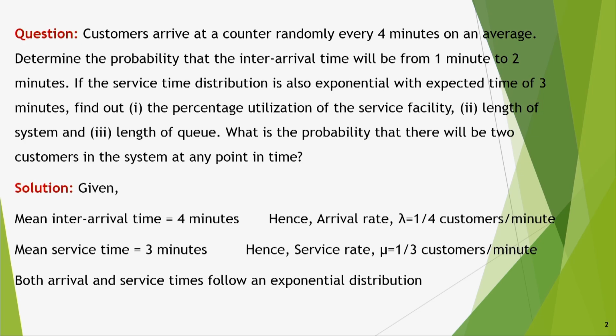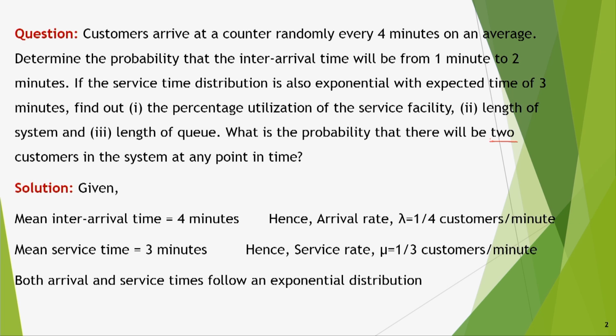If the service time distribution is also exponential with expected time of 3 minutes, find out the percentage utilization of the service facility, length of the system and length of the queue. What is the probability that there will be 2 customers in the system at any point in time? Okay. So, that means, is it 2, or maybe there will be no customers in the system. Often they ask that. Okay, so let us see that one.